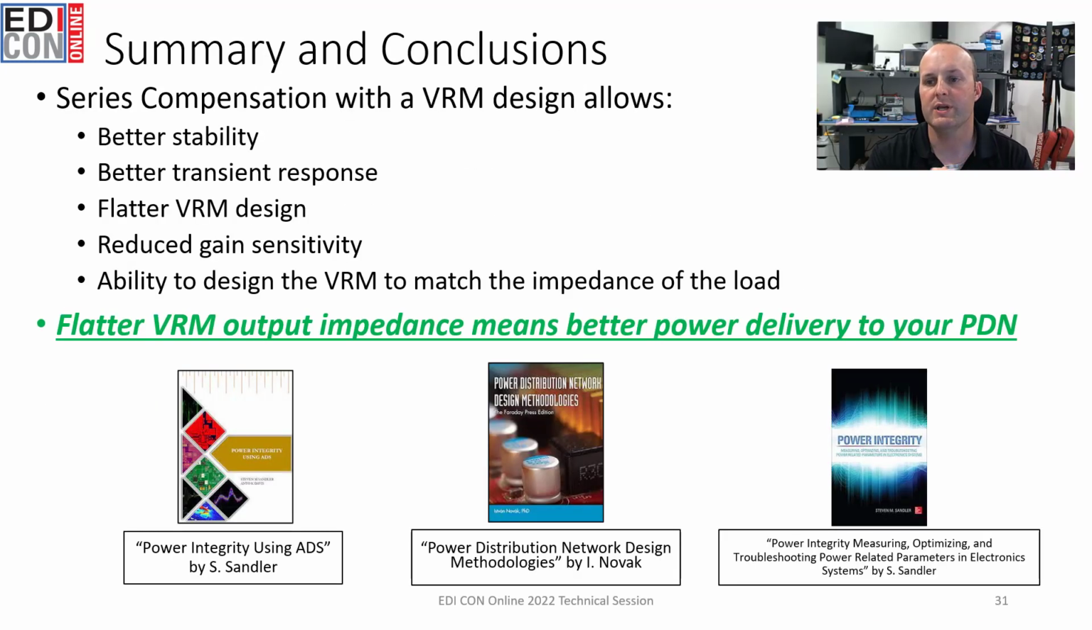In summary, we showed that by using a series compensation network design with your VRM, you can achieve better stability, better transient response, and mitigate the sensitivity to transconductance variation in the error amplifier, while designing a flat output impedance that can be matched to the impedance of your load, where a flat VRM output impedance means better power delivery to your PDN.